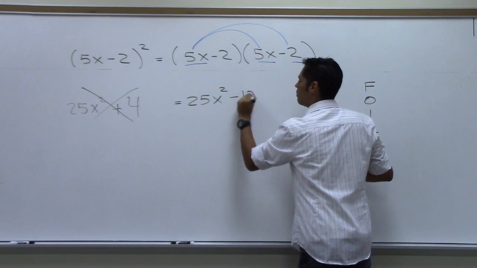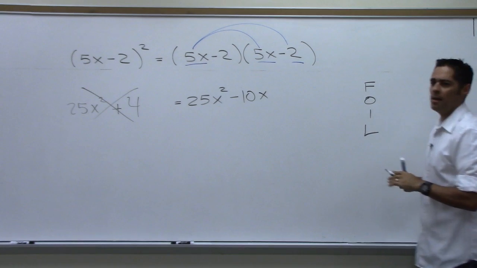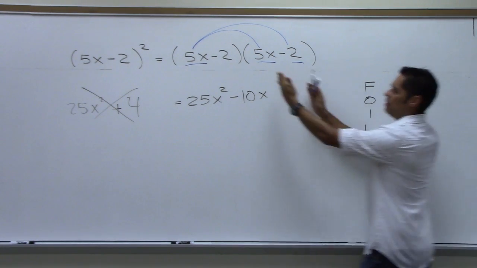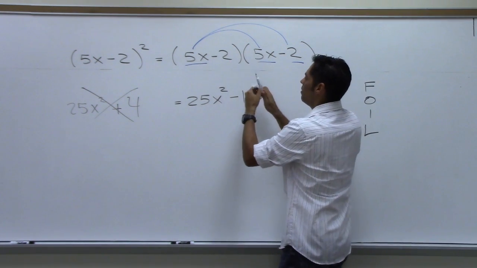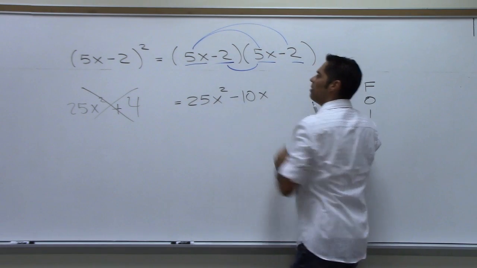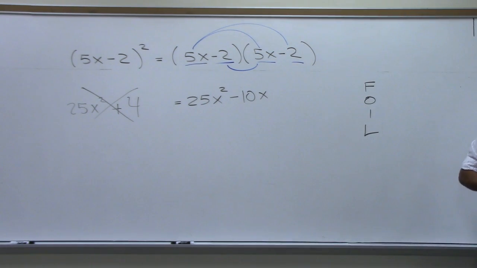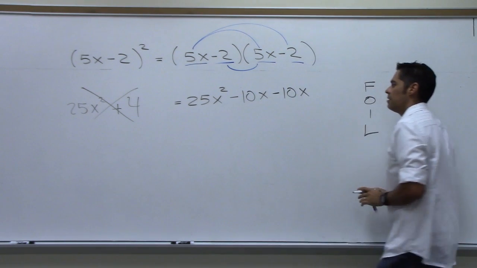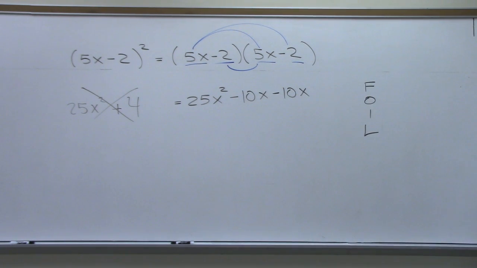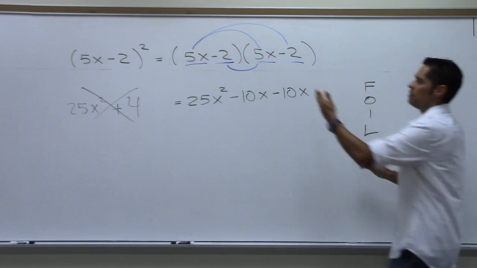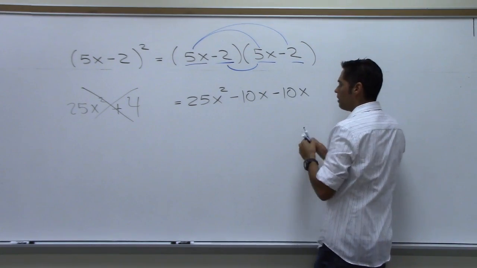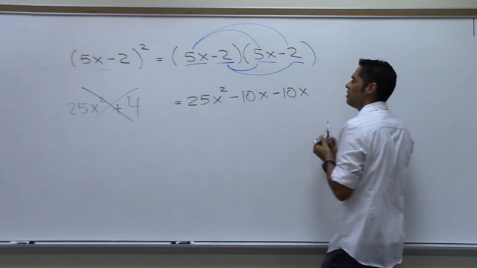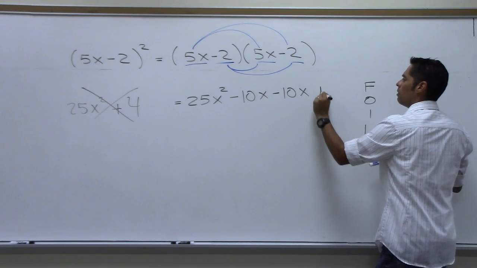Negative 10x. And then after I'm done with that, I'm going to do the inner ones, which is the two that are inside. Multiply those together. So I'm going to do this one times this one, right? Which gives me negative 10x. Again, that's the same thing I had a second ago. And then the last ones means the last one here and the last one here together. So here to here, negative 2 times negative 2, plus 4.